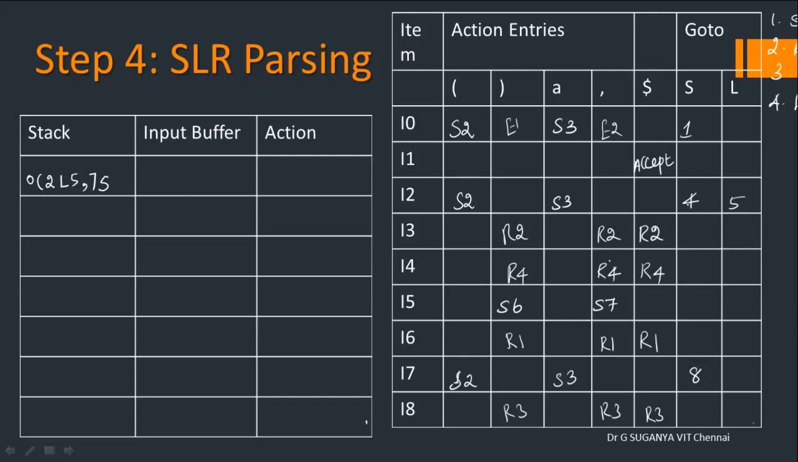Then what is 7 comma S? You could see it is 8. And what is left on the stack is close bracket and then dollar. Fine. Now what is 8 comma close bracket? You can see it is reduced by rule 3, which is L gives L comma S. So now you have 3 symbols on the right. So 6 symbols you have to pop out.